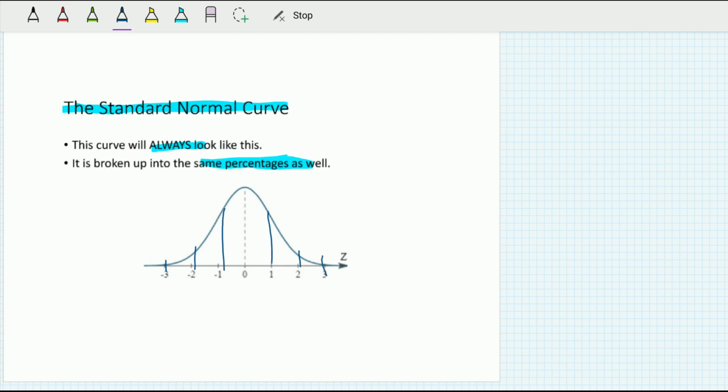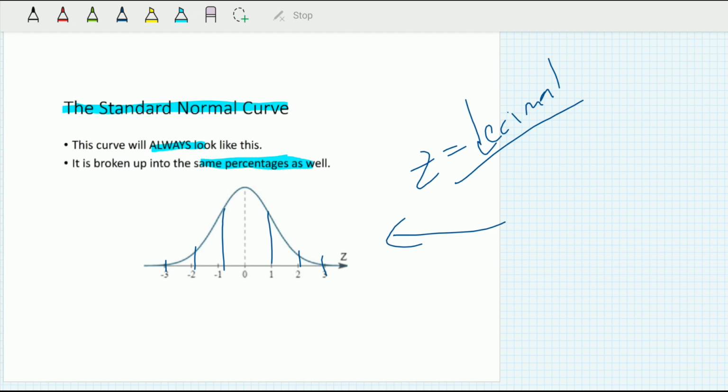Now, one really interesting thing is that a z-score can also be a decimal. This is where this graph and a table come into play a lot.